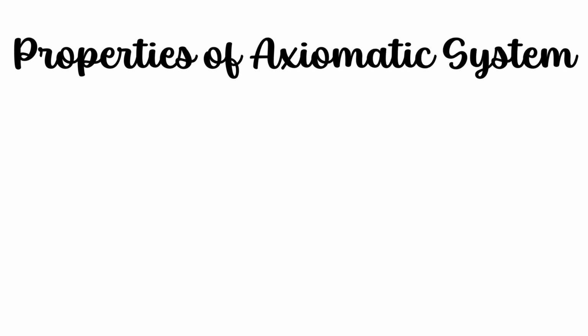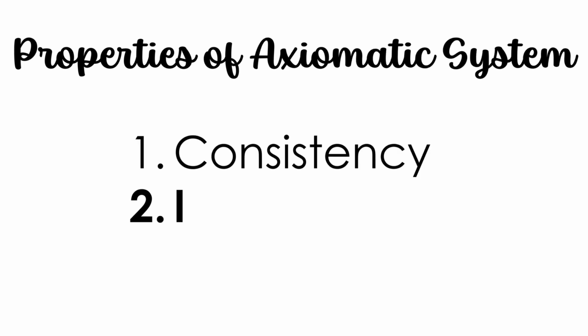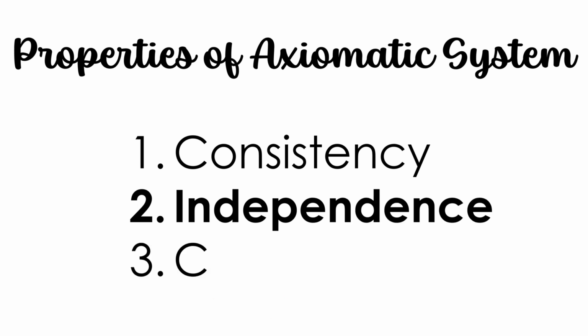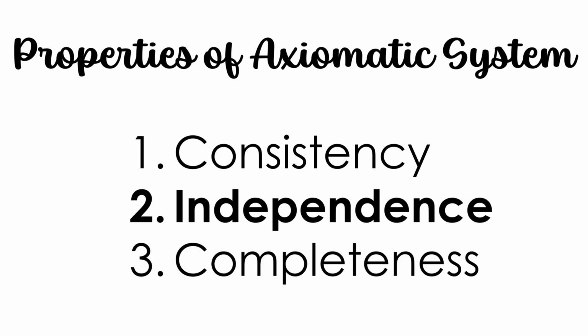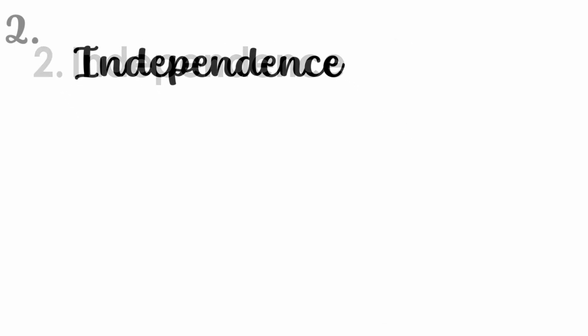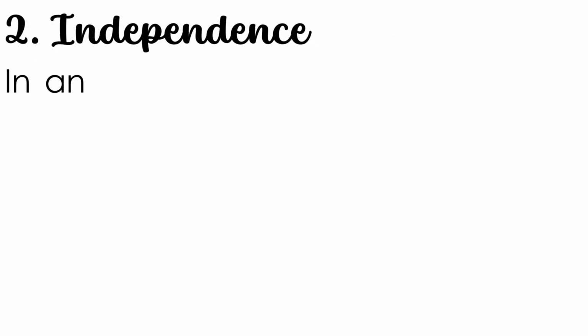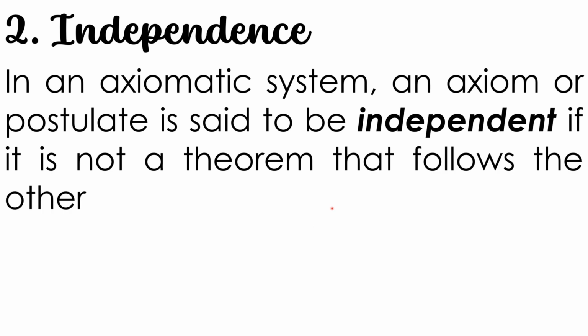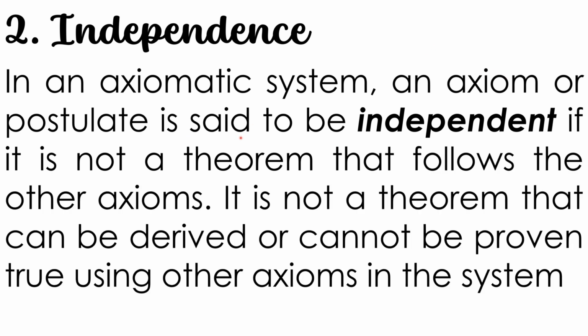Now let's move on to the second property of an axiomatic system, and that is independence. Now let's discuss independence. In an axiomatic system, an axiom or postulate is said to be independent if it is not a theorem that follows the other axioms. It is not a theorem that can be derived or proven true using other axioms in the system.